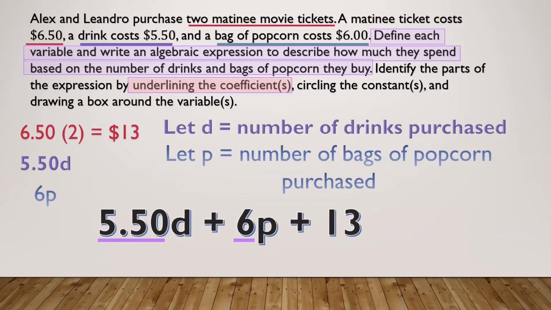Okay, what else did it say to do? Right, it said to circle the constant. So right now, go circle the constant. Which one there is your constant? Remember, a constant has no variable part. 13. You're not done yet, because it asks you to draw a box around the variables. Okay, this one should be straightforward. We already defined them. There you go. You should have a box around D and a box around P.